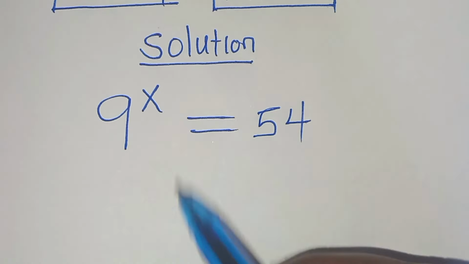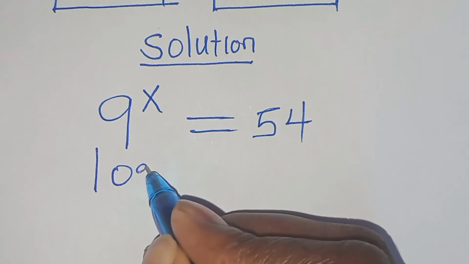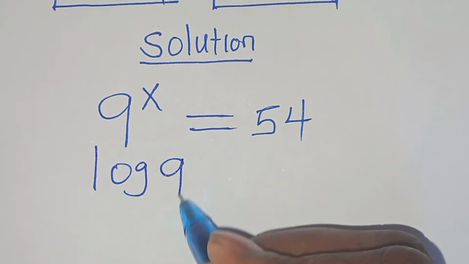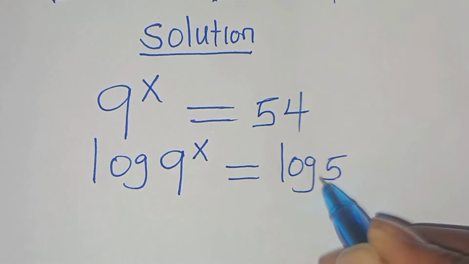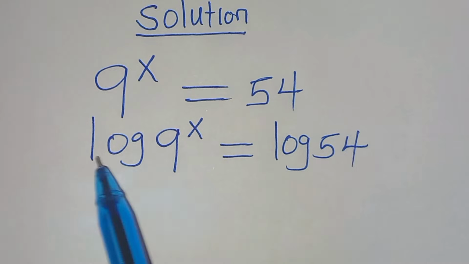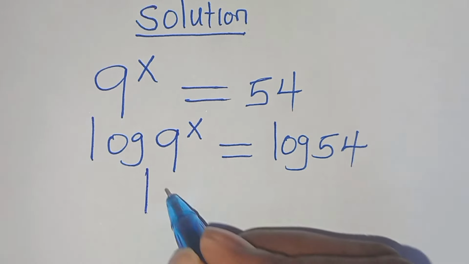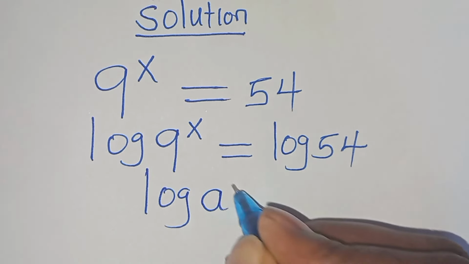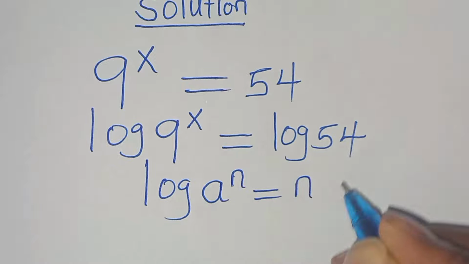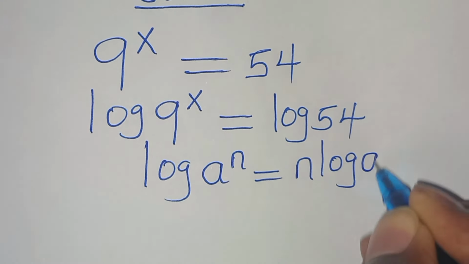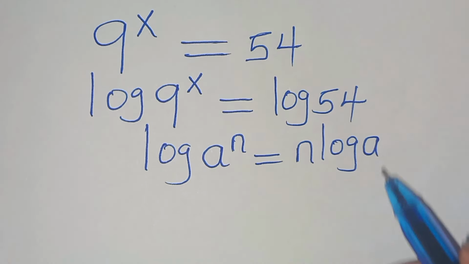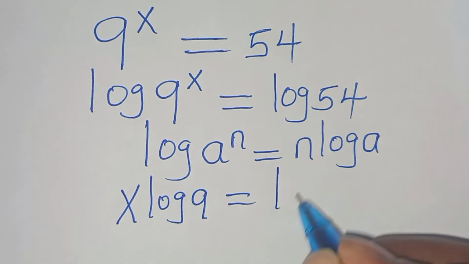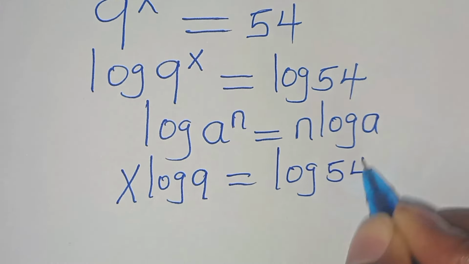Now to solve for x here, we introduce logarithm on both sides. So we have log 9 to the power of x equal to log 54. Now you find that log 9 to the power of x is in the form of log a to the power of n, which we can express as n log a. So let's apply this power rule property of logarithm so that log 9 to the power of x becomes x log 9, equal to log 54.